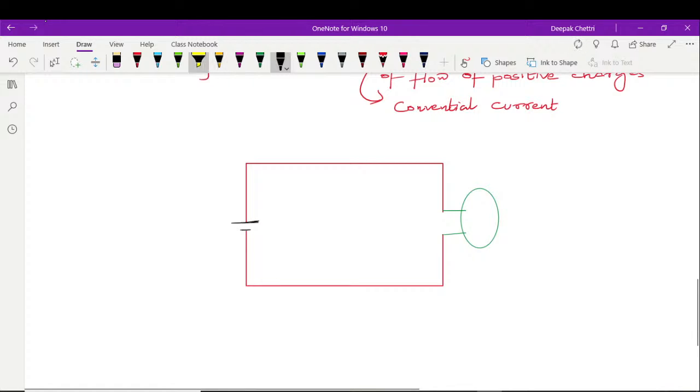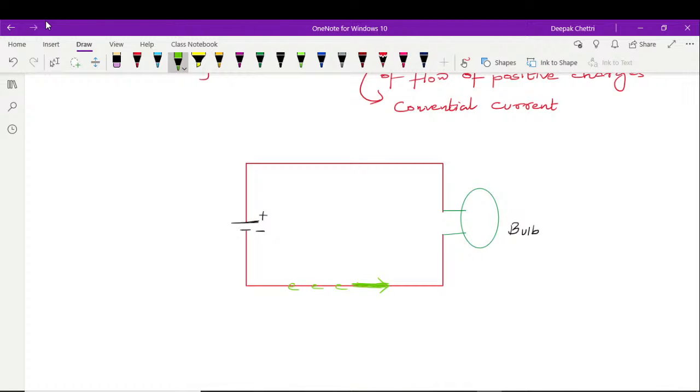Okay, so if you have a circuit like this with a battery and let us say this is a bulb, right. With this symbol of a battery, the longer line represents the positive and the smaller line represents the negative. Okay, so what will happen, the electrons that are inside these red wires that I am drawing here will be pushed by this negative terminal, and they will flow in this direction, right, the electrons will flow in this direction.